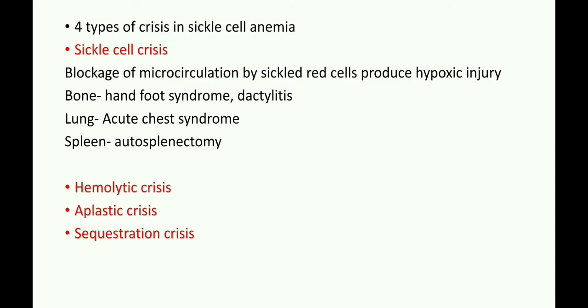And aplastic crisis is related with parvovirus infection. Sequestration crisis usually occurs in children when there is a sudden trapping of blood inside the spleen or the liver. When there is a sudden trapping of blood, it can cause rapid enlargement of the organ so that there is a drop in the hematocrit, and that can even lead to hypovolemic shock. So this is usually seen in children, the sequestration crisis.